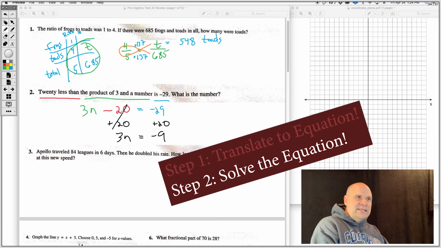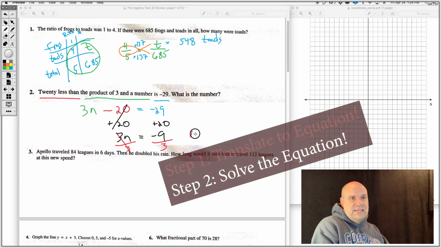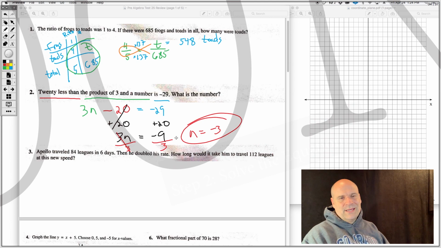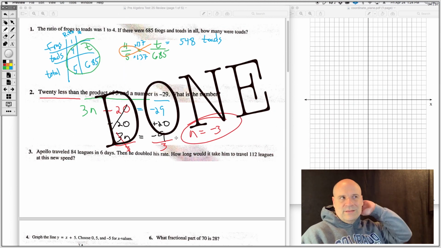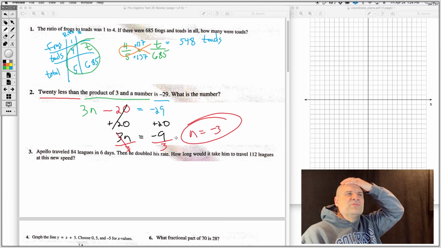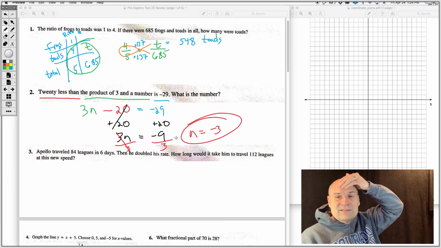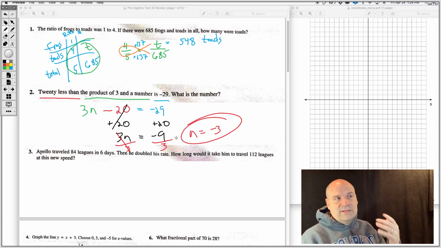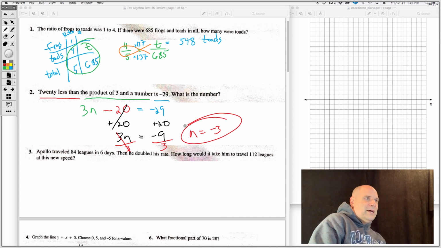Last step, get rid of that 3. So we're going to get rid of the easy stuff first and then get rid of the harder stuff later when you're solving equations. So to get rid of 3, you divide it, because what's that 3 doing to the n? It's multiplying. So divide by 3, n equals negative 3. That's it. Let's plug it into our sentence and see if it works. 20 less than the product of 3 and a number. Well, product of 3 and negative 3 is negative 9. And 20 less than that is negative 9 minus 20, which is negative 29. It works. Cool.